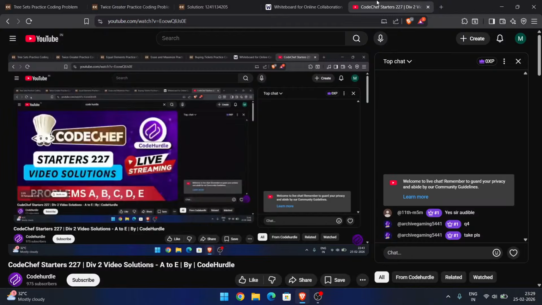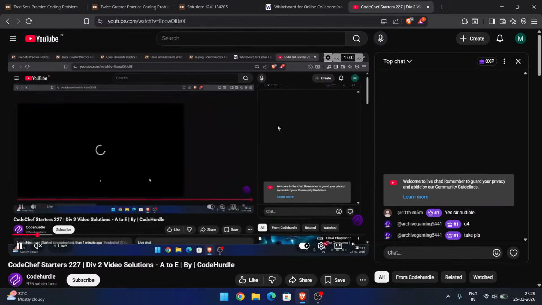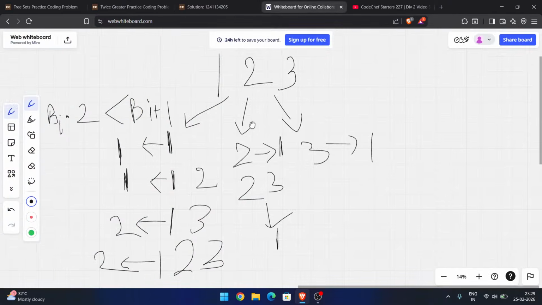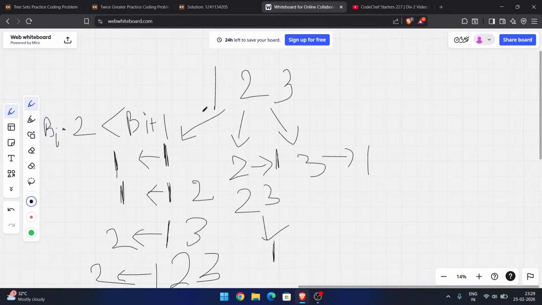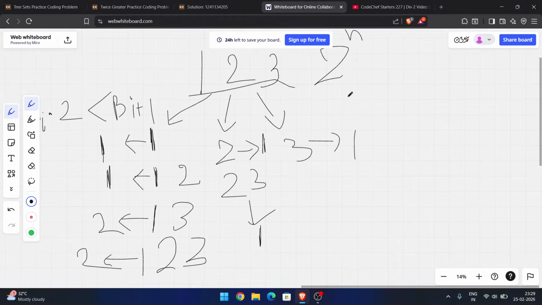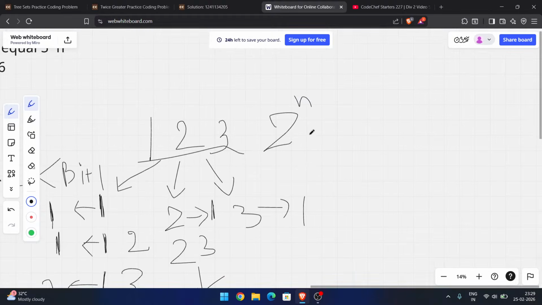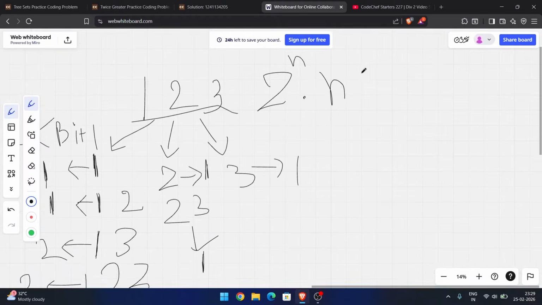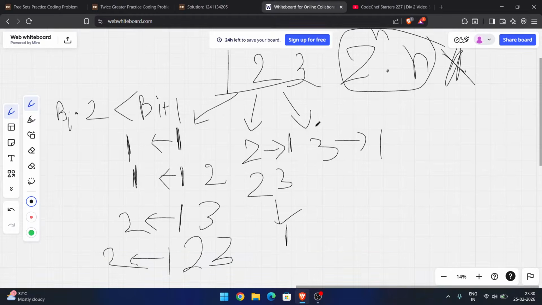Okay, so now the question is, how can we do this? We can't create every subsequence, because that would be 2 to the power n, and for each subsequence we also have to iterate through it once. So it would be 2 to the power n into n. So we can't do this. Okay, so this is out of the picture. Now what can we do?